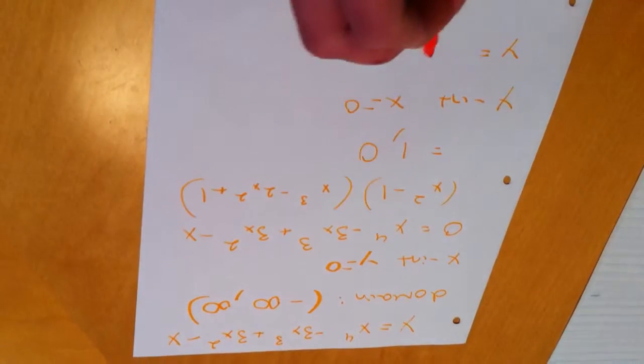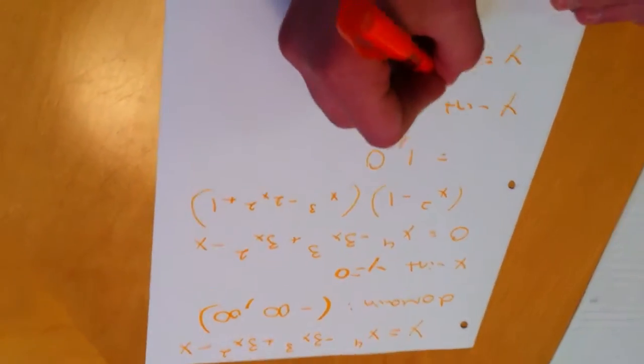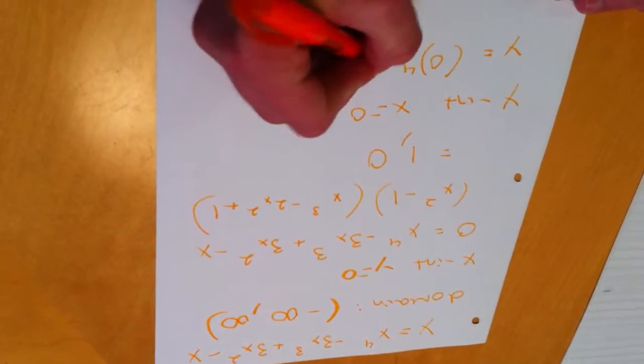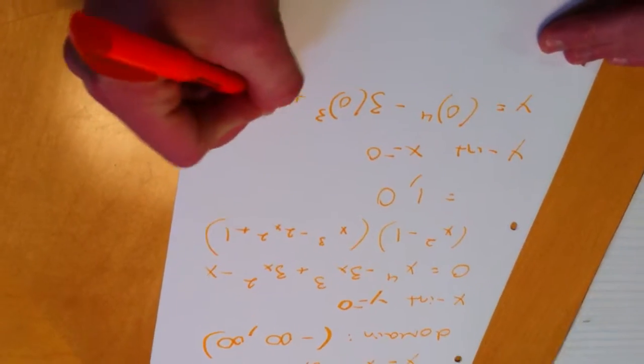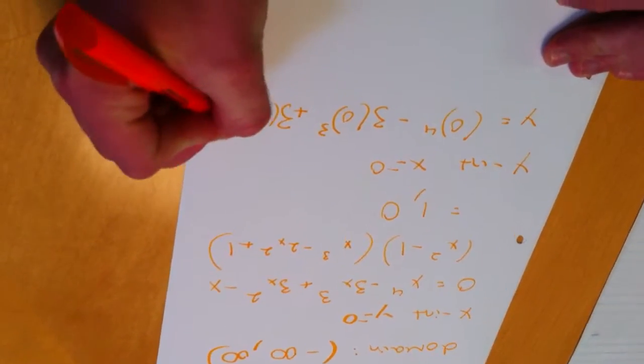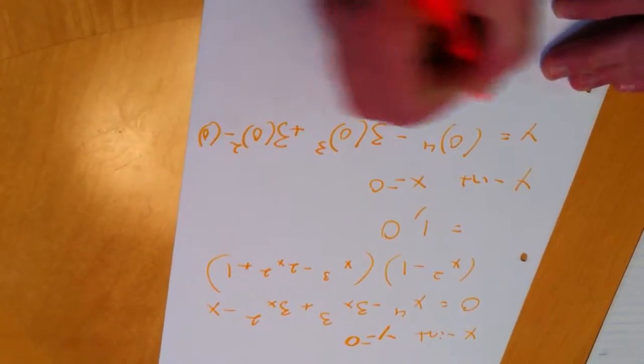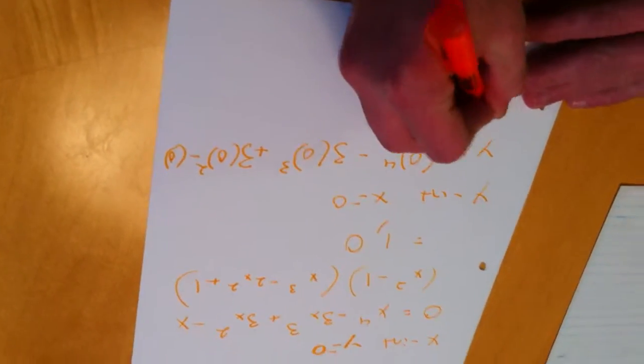And now we have to find the y-intercept, where x equals 0. You simply plug 0 into the original equation: 0 to the fourth minus 3 times 0 to the third plus 3 times 0 squared minus 0 ends up giving us 0.